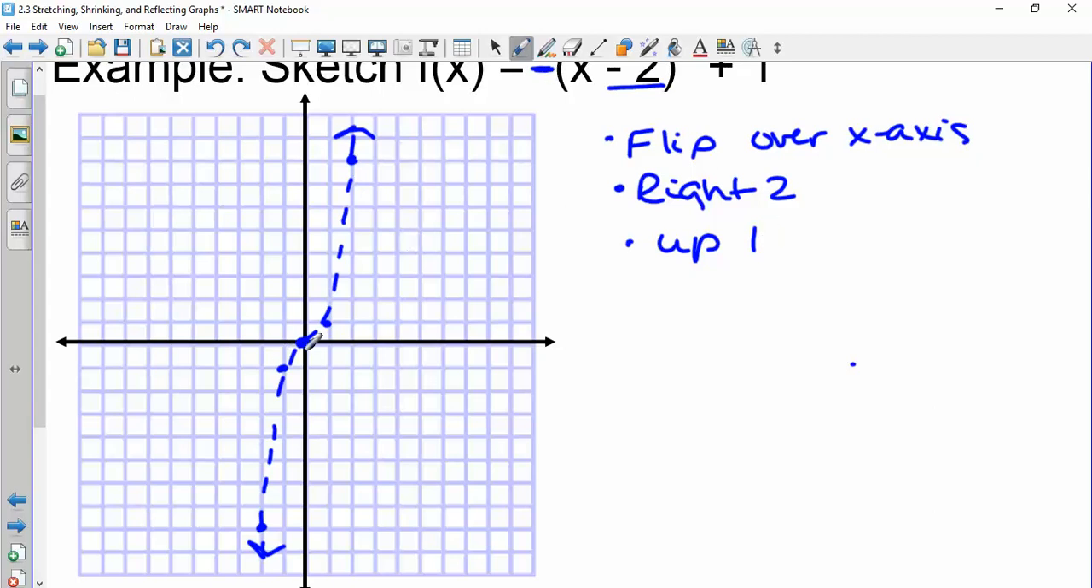So if I just start here, if I flip over the x, if you flip at 0, 0, does it go anywhere? No. And then I take that point, right 2, and up 1. Okay, 1, 1. If I flip that over the x, it goes to 1, negative 1. It comes down. And then we need right 2 and up 1. If you had 2, 8, if you flip that over the x, it goes to 2, negative 8, right 2 and up 1.